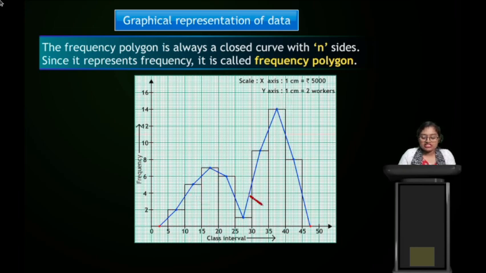So the vertices of this polygon represents the frequency here. So here you can see this is the one vertex, so it represents the frequency, and this is also one vertex, it represents the frequency. So the vertices of this polygon will represent the frequency, isn't it, children? Yes, you have to remember all these while you are writing the exam, while you are studying.